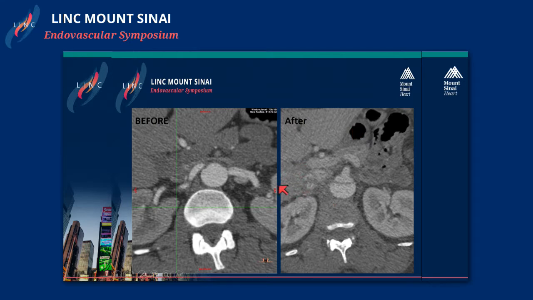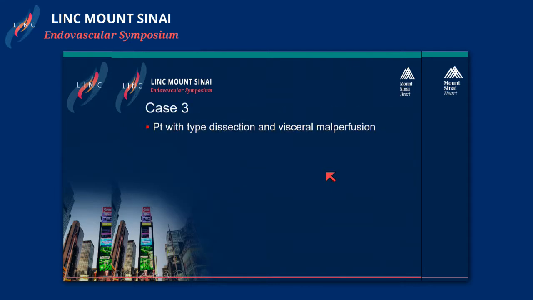This is a scan about a month out. You can see this is before and this is after. You have re-expansion of that true lumen. She developed ileus postoperatively for a couple of days, but that resolved. She didn't require any bowel resection.